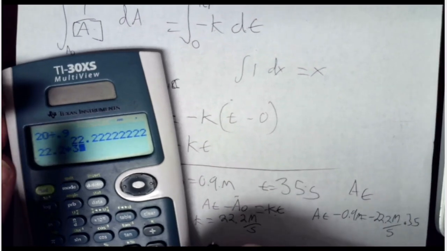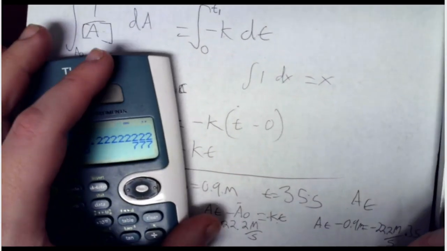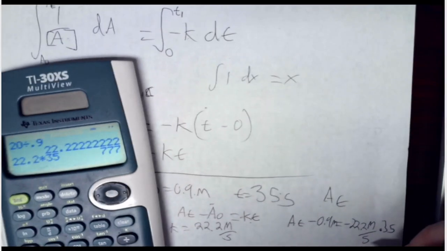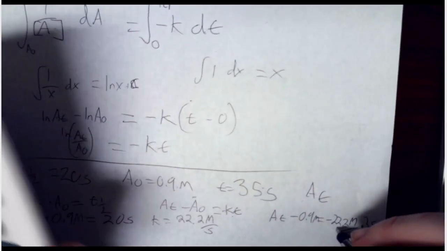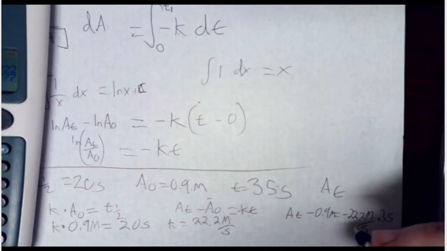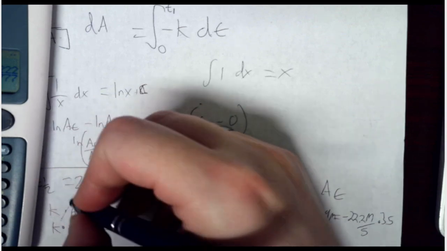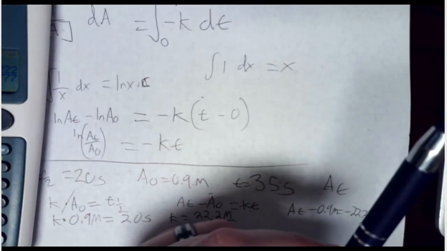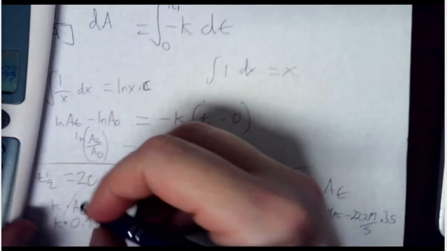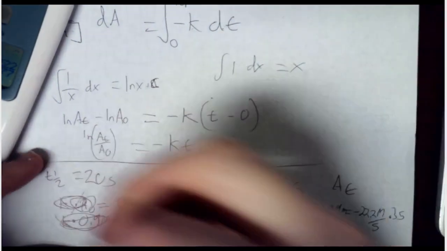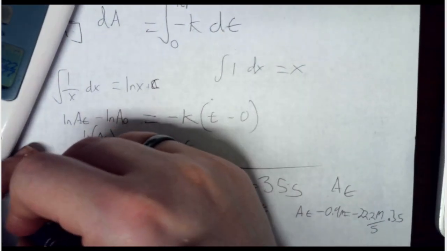2.2 times 35 seconds is going to be... I think I did something wrong. I think it must have been k over a sub 0. K over a sub 0. And once again, oh no, it's my bad. It's a sub 0 over 2k.